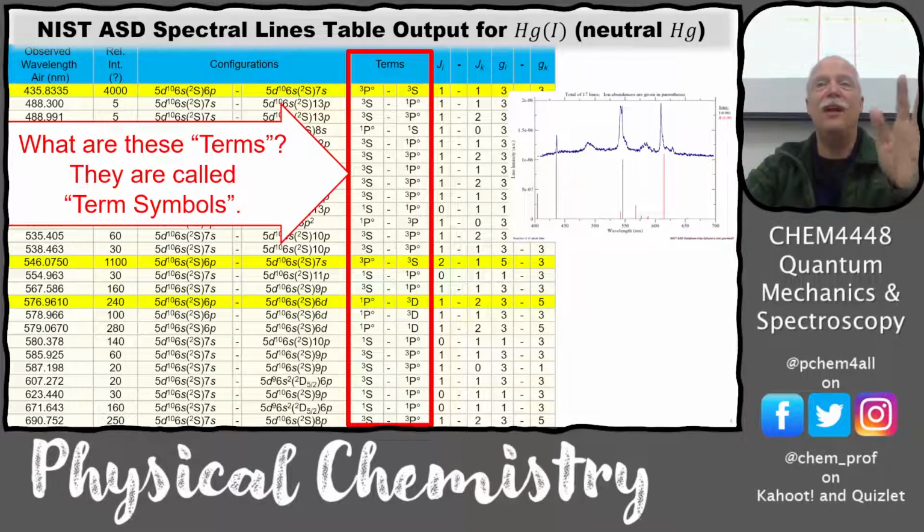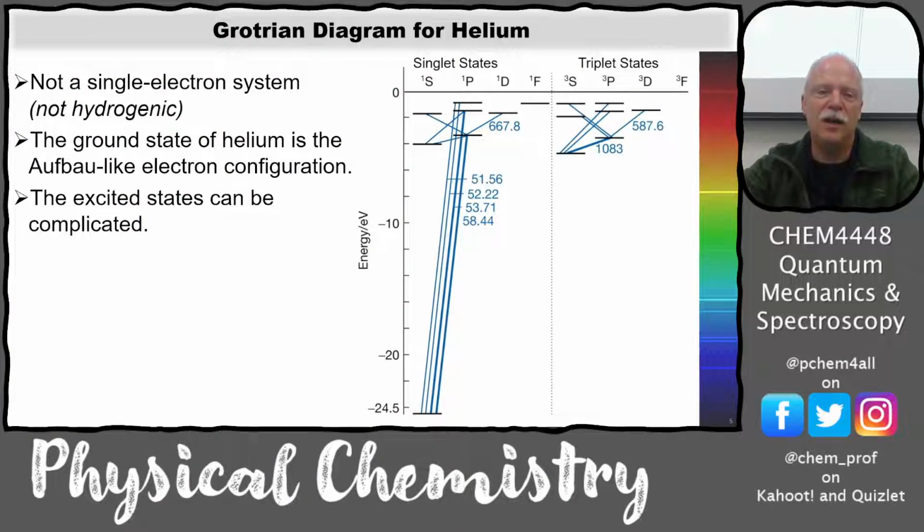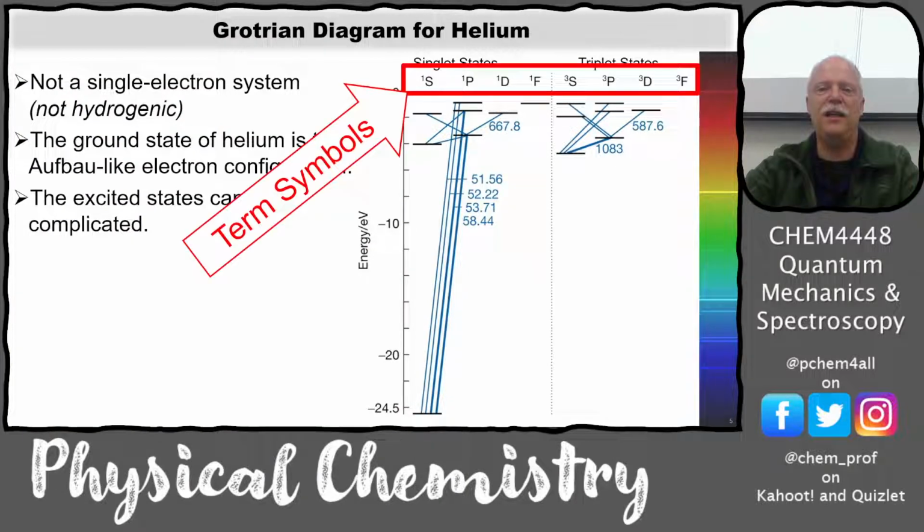So how cool is that? We have every column in this table from NIST, the Atomic Spectral Database, that we've talked about in this class, except for term symbols. And so that's today. We're going to talk about term symbols. We saw them on the Grotrian diagram for helium. So the simplest multi-electron atom, helium, just has 2 electrons. And with 2 electrons, you need to start keeping track of these angular momentum couplings.